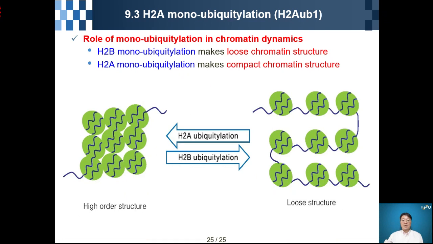So in this slide, I will summarize the role of monoubiquitination in chromatin dynamics. First of all, H2B monoubiquitination. H2B ubiquitination makes a loose chromatin structure like this. However, H2A monoubiquitination makes a compact chromatin structure. So they have opposite functions. It's like this.